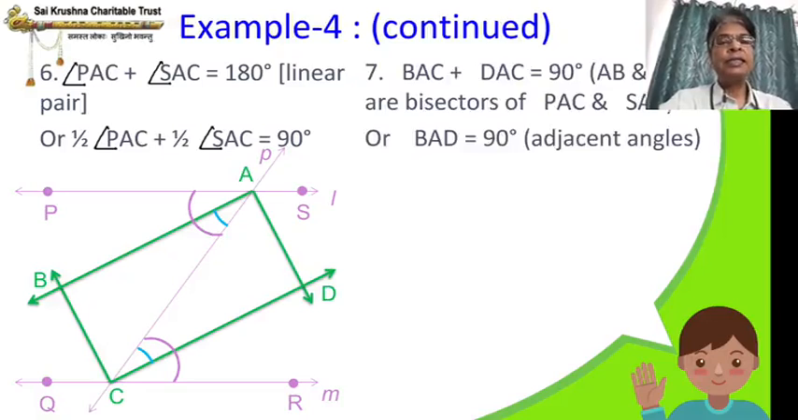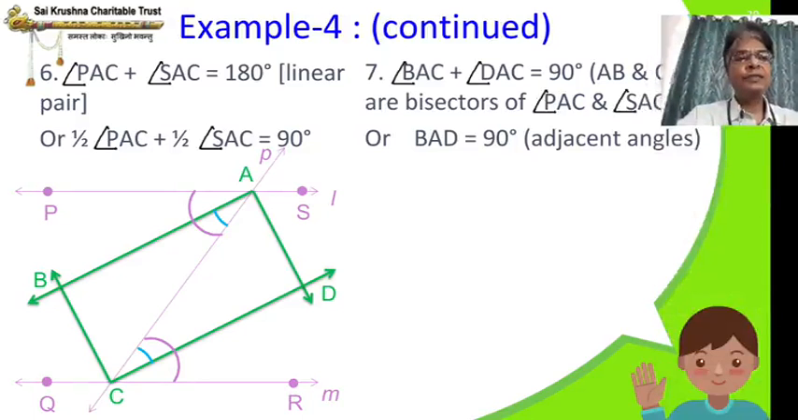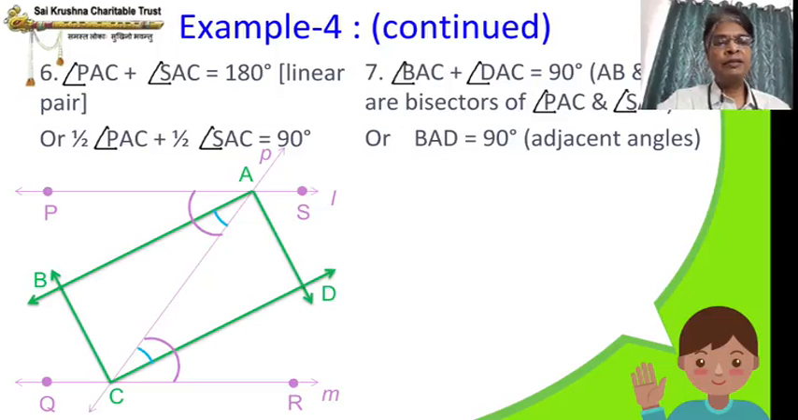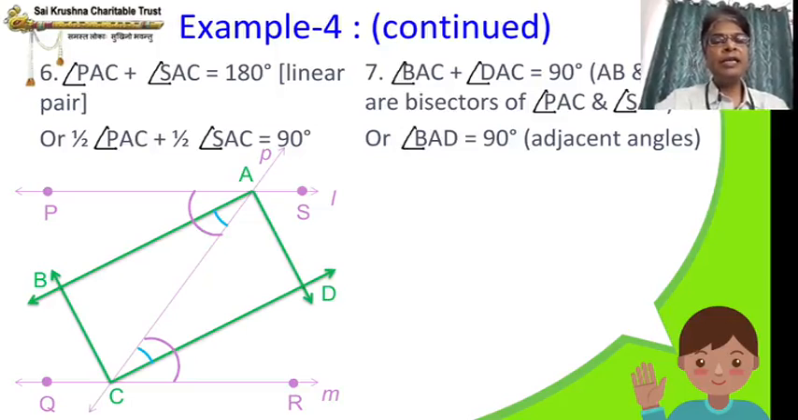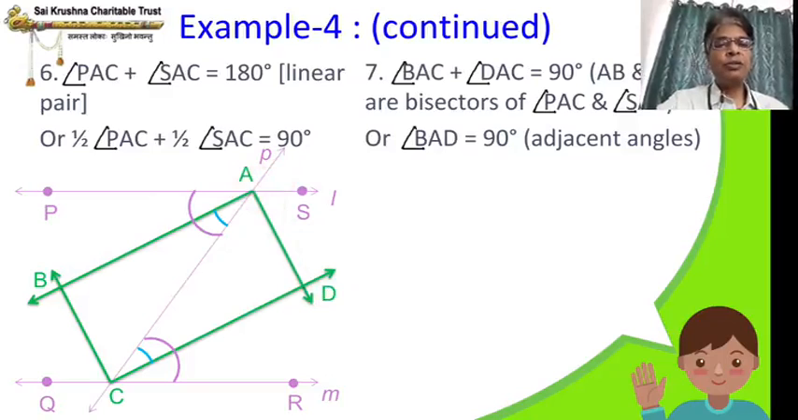Therefore, half of PAC is nothing but BAC and half of SAC is nothing but DAC. You can make out because both are angle bisectors. AB and CD are angle bisectors. Therefore, half of each of the angle equal to 90 degrees, or angle BAD, that is BAC. You see, BAC plus BAC forms the angle BAD. So, adjacent angles form together the main angle, that is BAD. See the angle symbol also in BAD I have given in green.